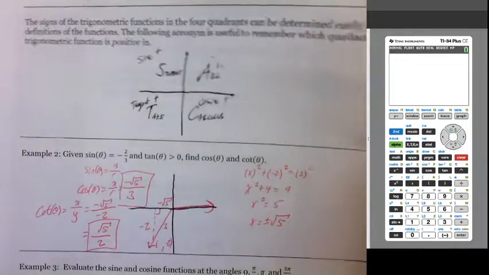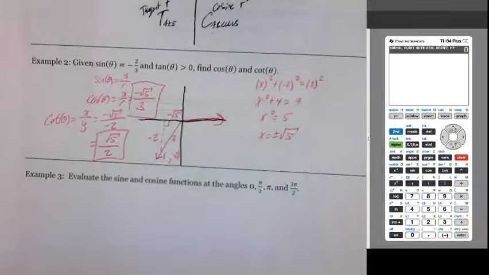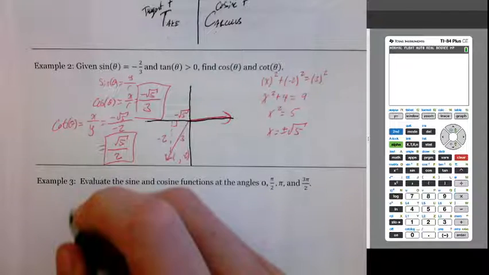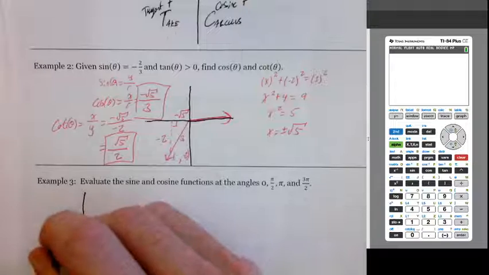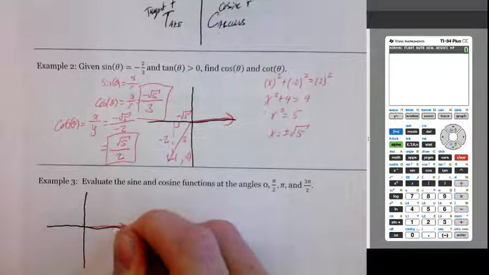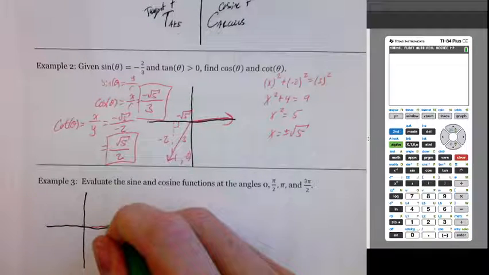All right, moving right along. We've got example 3. Evaluate the sine and cosine functions for these angles: 0, pi over 2, pi, and 3 pi over 2. All right, so I'm going to start with the 0 angle. 0 angle has an initial side right here and a terminal side also right there.